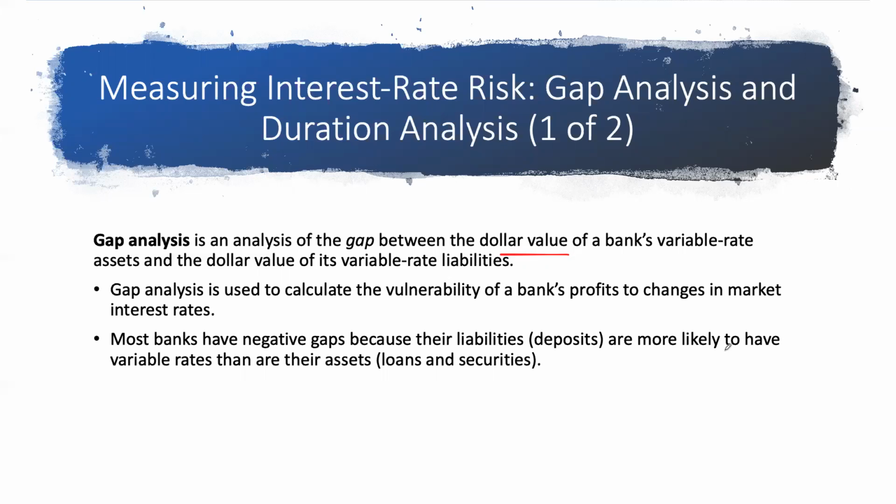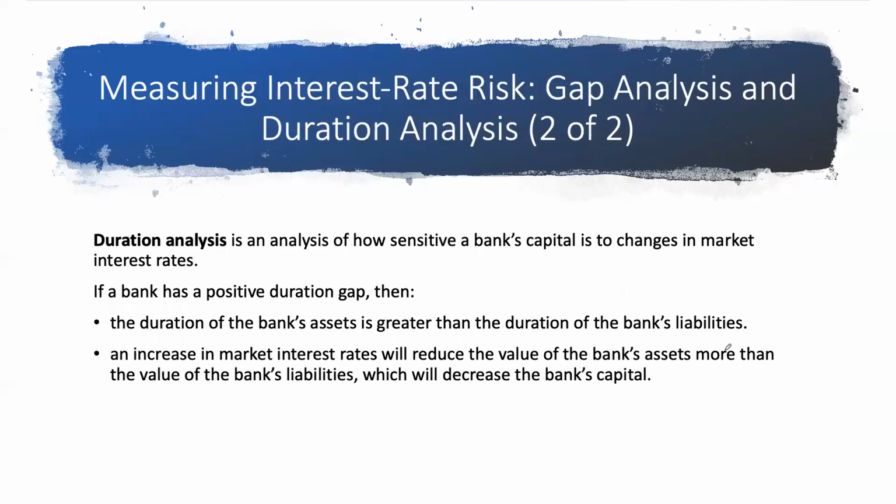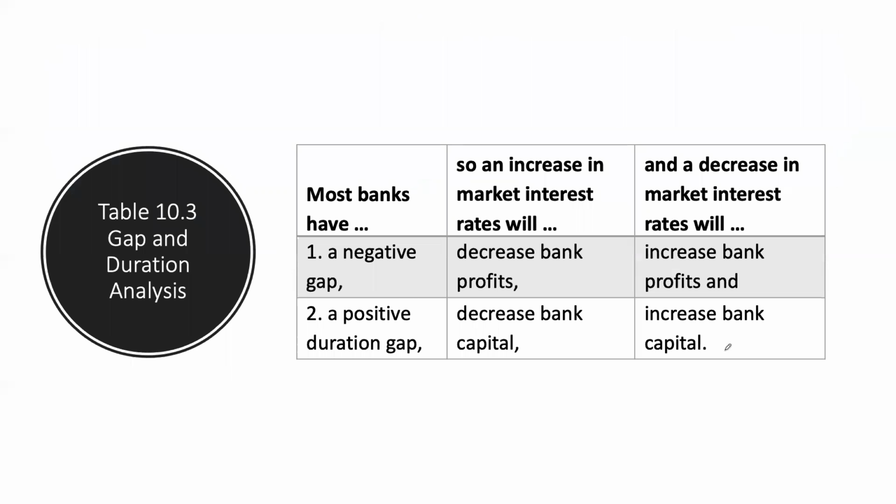So your liabilities end up having, more often than not, a dollar value of variable rate liabilities that is higher than the dollar value of the variable rate assets, which means that there is generally going to be a negative gap. And straight away you can see, if you have a negative gap, it might pose a problem, right? So most banks generally end up having a negative gap.